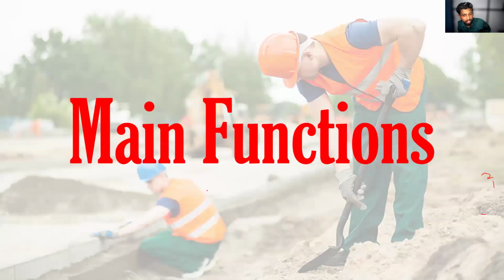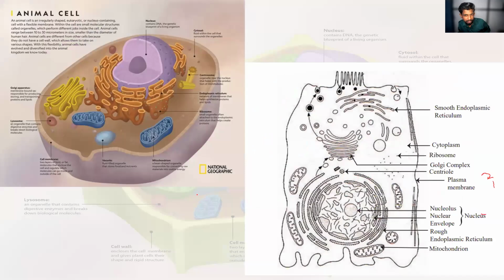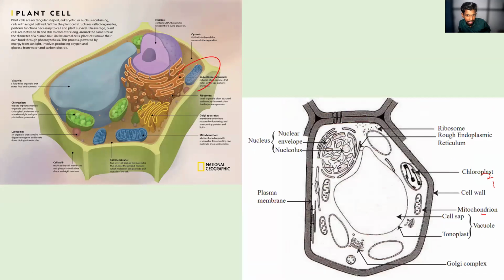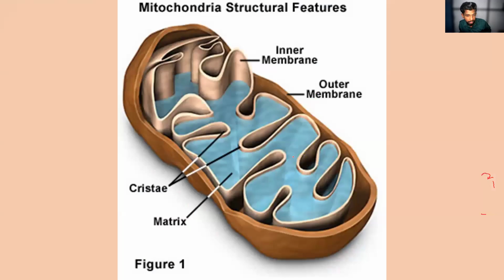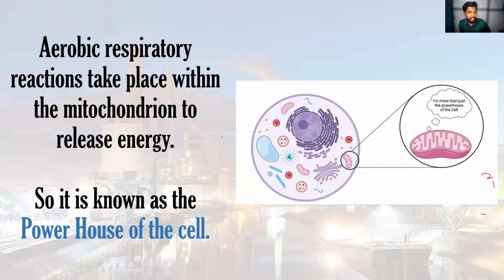Next one, regarding the mitochondria. Mitochondria can be found in the animal cell and also in the plant cell, same like the nucleus. It is common for the plant and the animal. It is an oval-shaped or rod-shaped organelle covered by a membrane. The function is producing the energy. You can't say powerhouse, because powerhouse is the special name given for the mitochondria. You want to say that it is producing the energy.